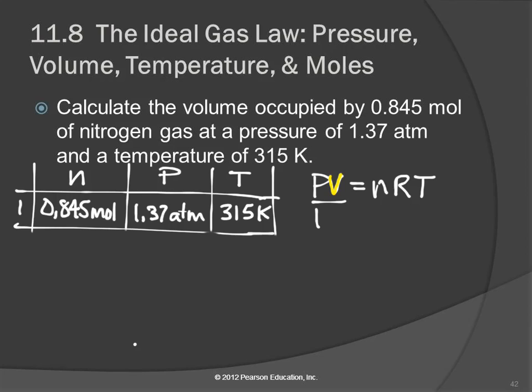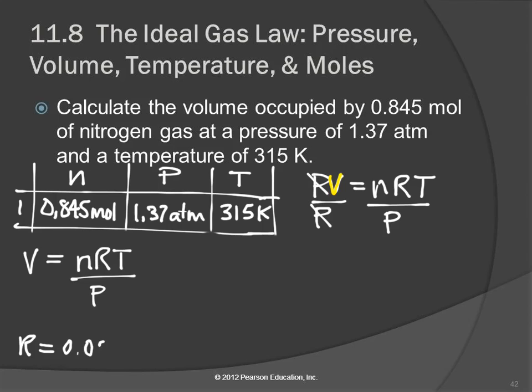We want to get rid of the P over there, so we divide by P on that side, and we divide by P on this side. So we have the volume is equal to nRT over P. Well, then we do need to know what that R is, right? After a while, you'll probably end up memorizing it. It's 0.0821. The units are important: liter, atmospheres, per mole, Kelvin.